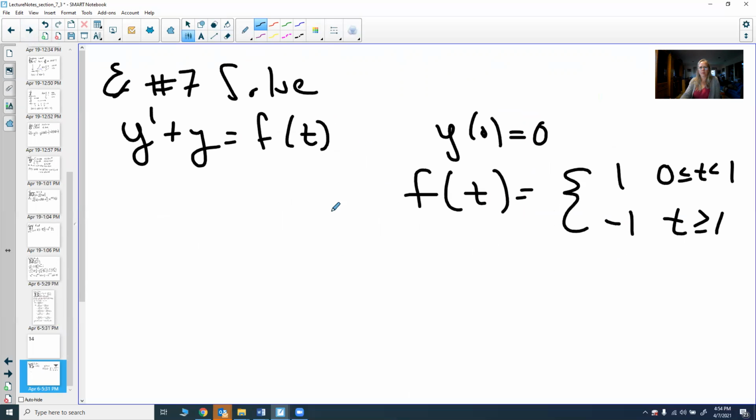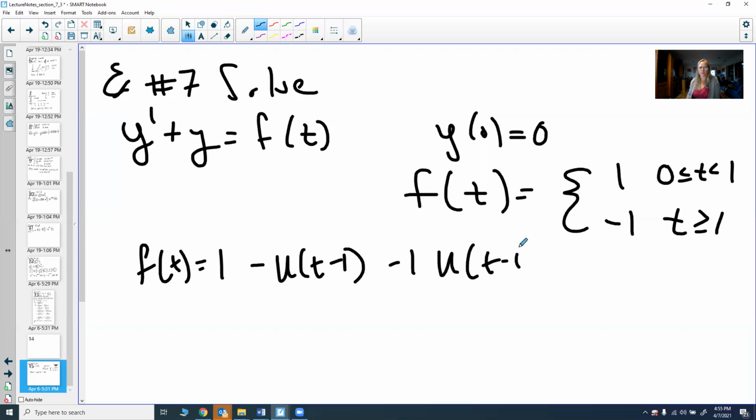One more, we're going to do one, but this one is y prime plus y is equal to f of t, y of 0 equals 0. F of t is the piecewise function 1 when we're between 0 and 1, and negative 1 when t is greater than 1. So the very first thing I need to do is rewrite my f of t with the unit step function. So we know we're going to turn it on at 0. 1 then needs to go off at 1. So we're going to have 1 minus u of t minus 1 to turn that 1 off. Then we're going to turn on negative 1 at u of t minus 1.